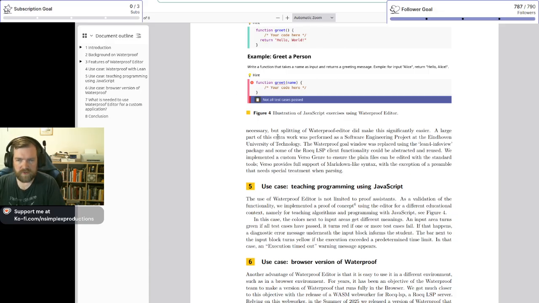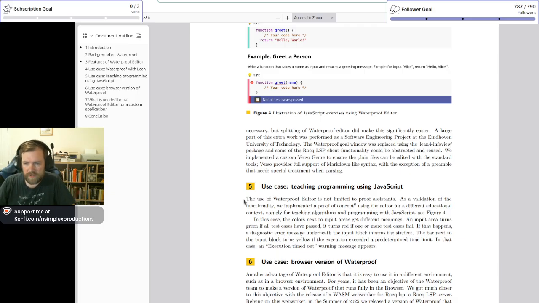Large part of this extra work is performed as a software engineering project at Eindhoven University. Our waterproof goal window was replaced using the Lean 4 InfoView package, and some Rocq LSP client functionality could be abstracted and reused. We implemented a custom Verso genre to ensure the plain files can be edited with these standard tools. Verso provides full support of Markdown-like syntax with the exception of the preamble, which needs special treatment when parsing.